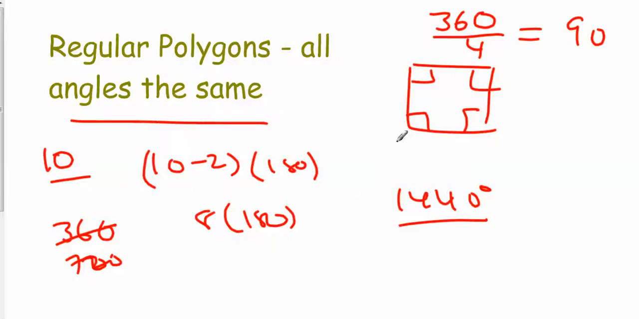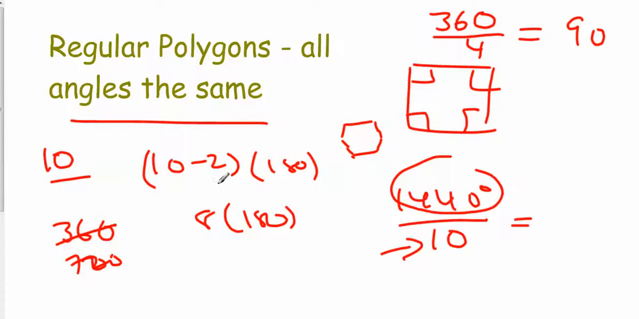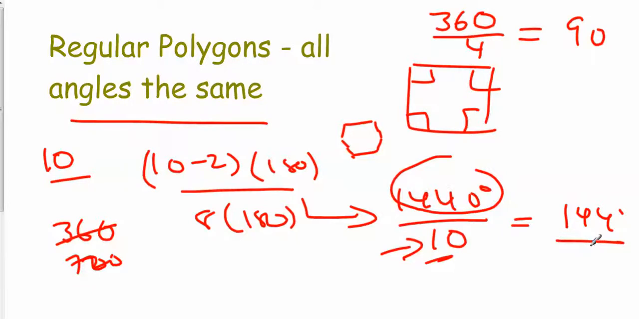Okay, and if I want to figure out what each angle is worth, if you have a regular 10-sided figure, which I can't really draw here, but a regular decagon, then you divide by the number of sides to figure out what each angle size is. So you figure out the total is 1440 by using n minus 2 times 180, and then you divide by n to figure out that each angle is 144.